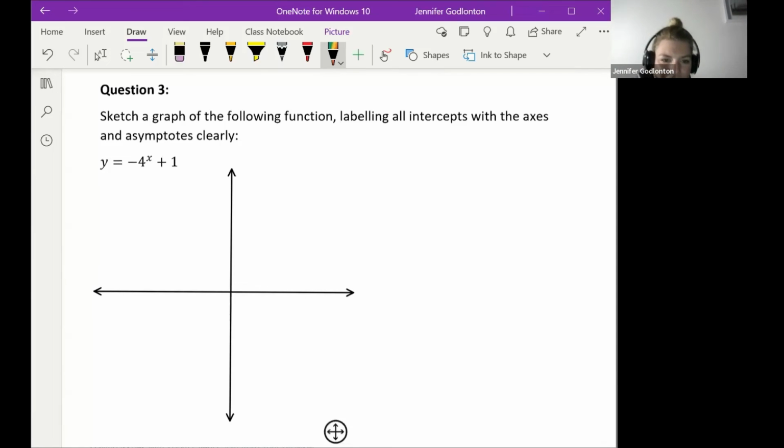Yes, the asymptote is 1. Good start. Oh, my asymptote's always so messy. Okay, y equals 1. That's my asymptote.